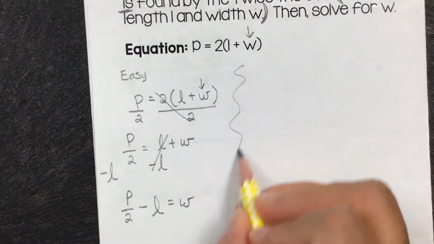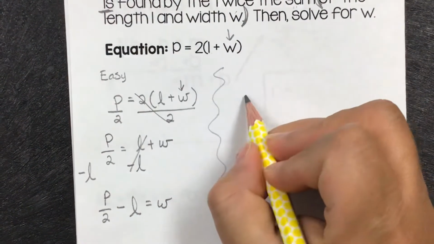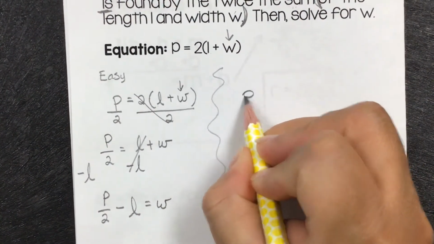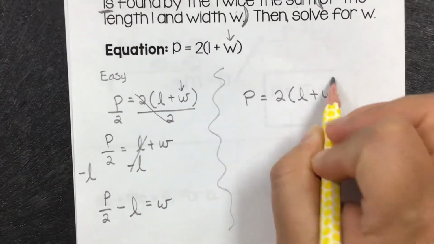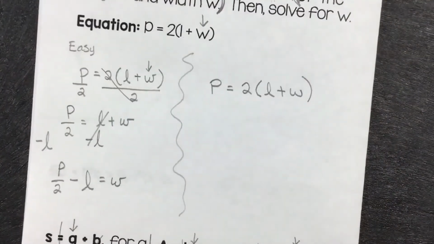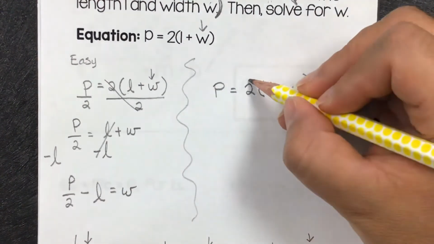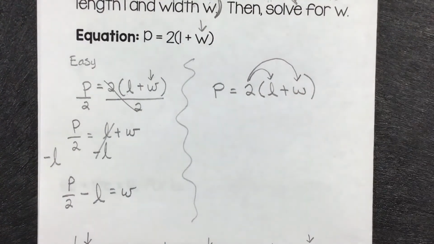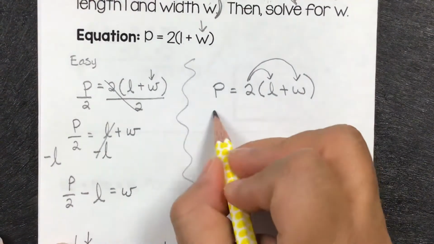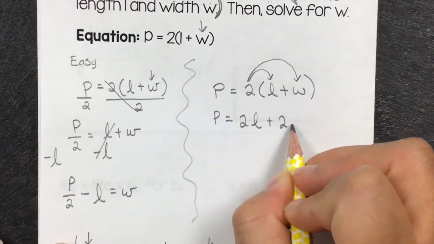Okay, we're going to make a squiggle, and this is the way that I usually teach you to solve these. So we're going to rewrite P is equal to 2L plus W. And what I had taught you is to do the distributive property first. That means multiply 2 times L and then 2 times W. P is equal to 2L plus 2W.